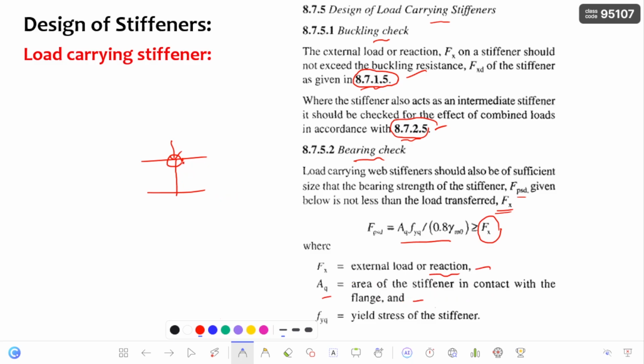So here the flange is there and also you can see the stiffener. If you see in the top view, for example, this is the web and this is the stiffener and this is the contact area of the stiffener with the flange. So whatever this contact area is, you have to consider in case of AQ. Now coming to the FIQ, this is the yield stress of the stiffener. It depends on the grade of the steel.